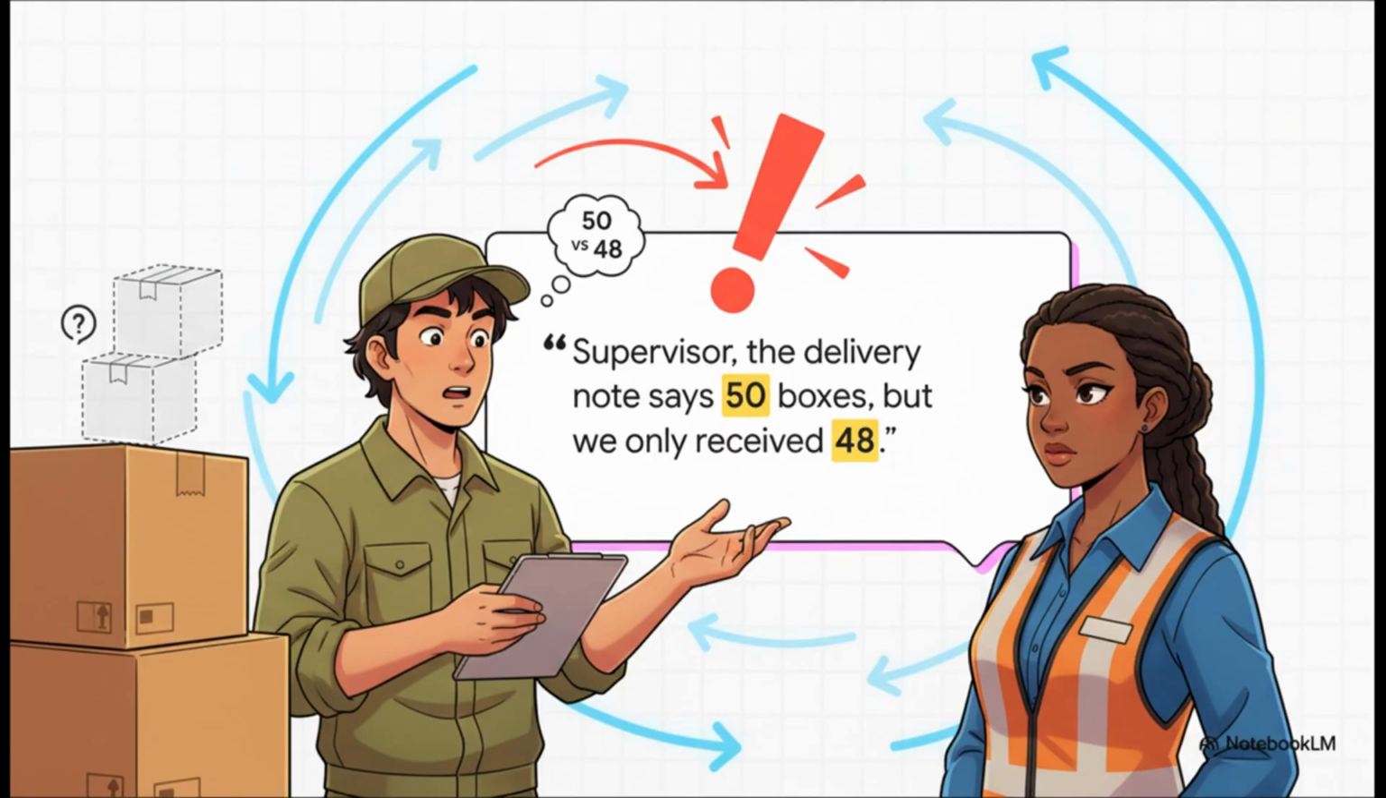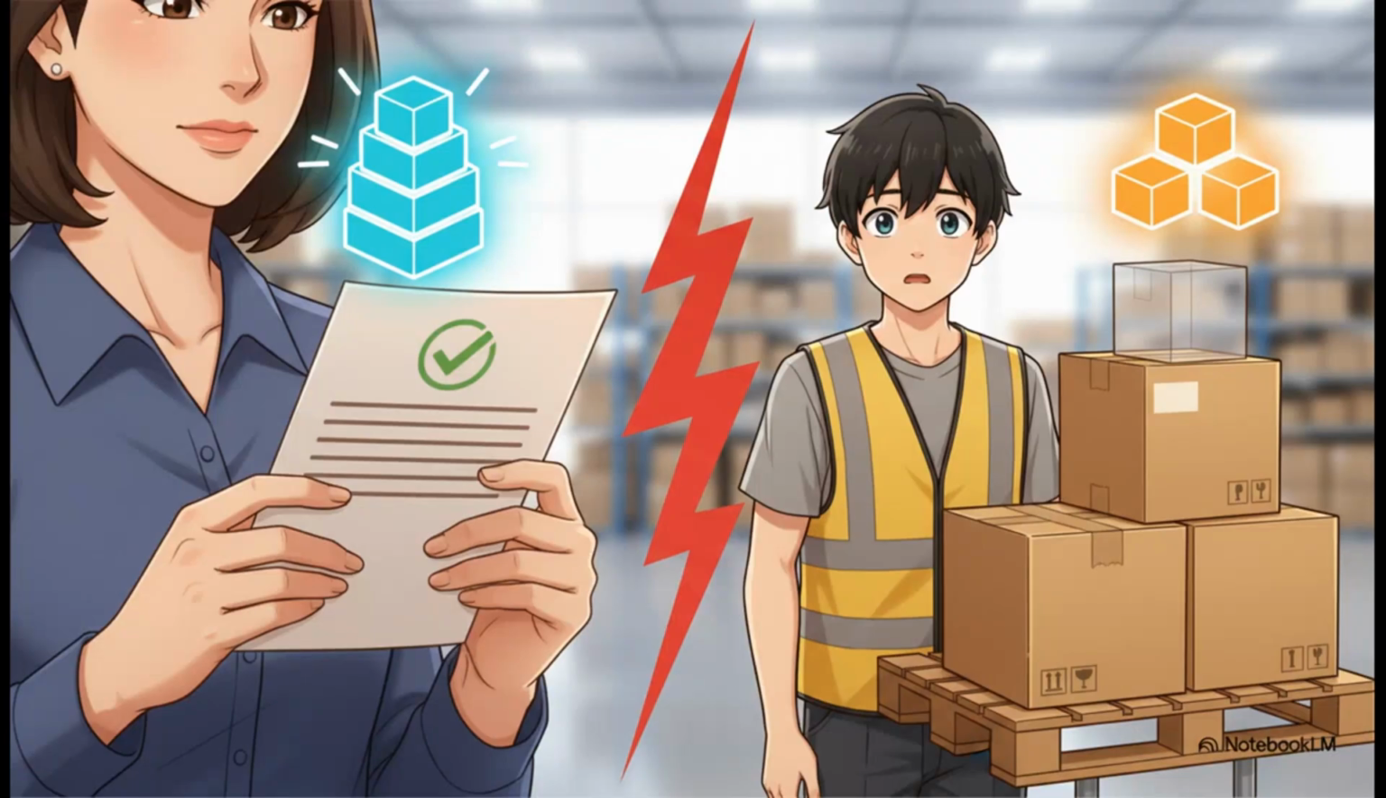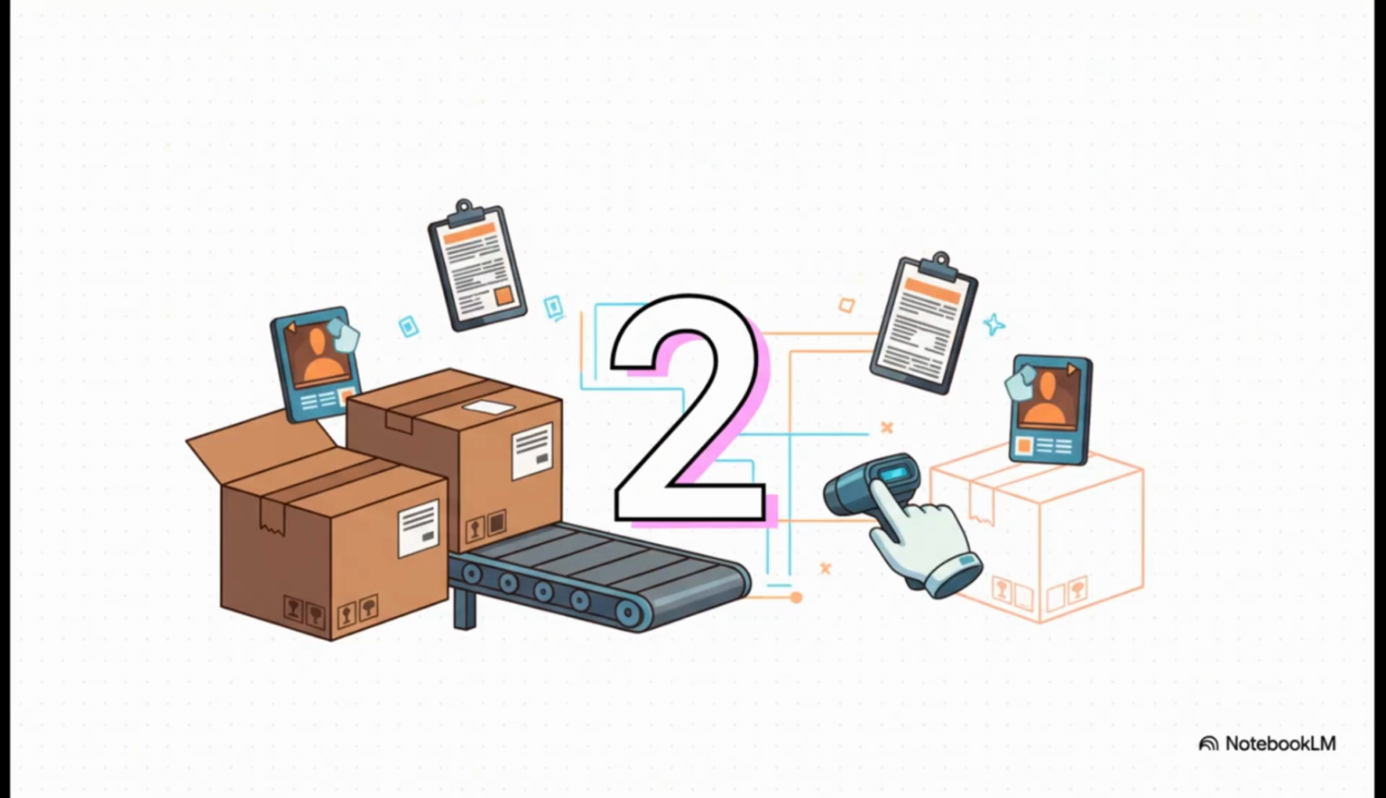That quick, clear communication is the perfect way to start. And here's the problem. You can see it right there. The official document says one thing, but what's physically on the floor says something else. This is that discrepancy we were just talking about. So the bottom line is, there is a shortage of 2 boxes. Now, 2 might not sound like a lot, but even one missing item has to be handled the right way to keep things running smoothly.